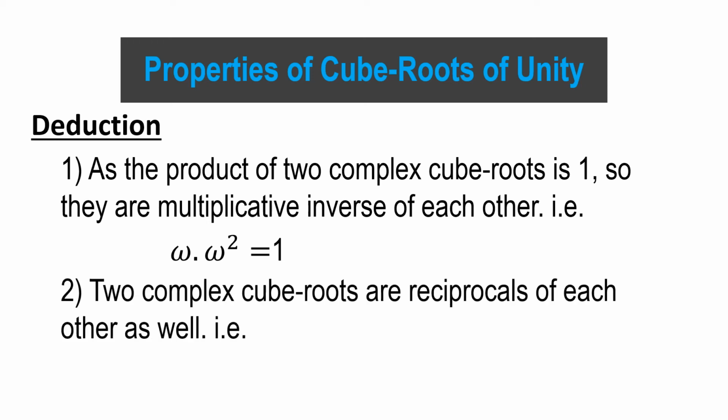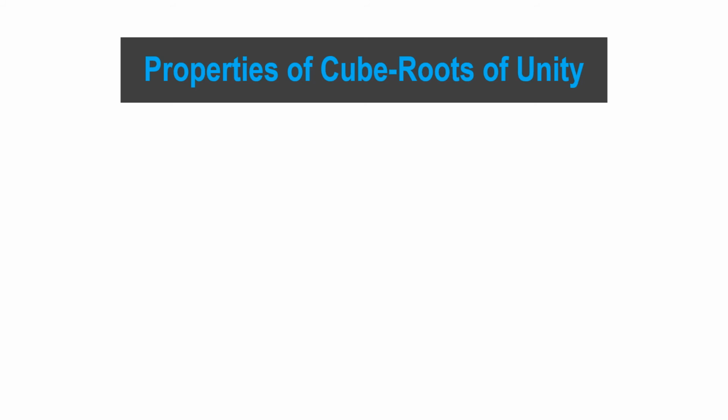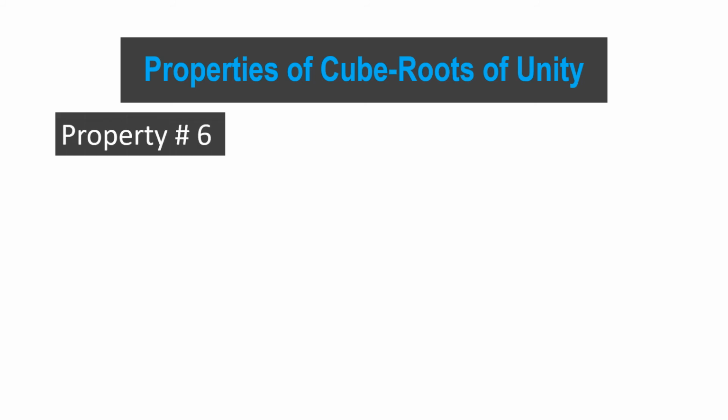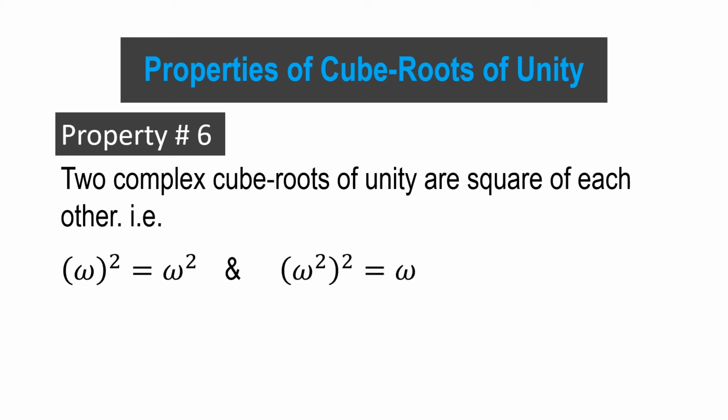Deduction. As the product of two complex cube roots is 1, so they are multiplicative inverse of each other. That is omega times omega squared is 1. Number 2. Two complex cube roots are reciprocal of each other as well. That is, as omega times omega squared is 1, so omega is equal to 1 by omega squared and omega squared is equal to 1 by omega.